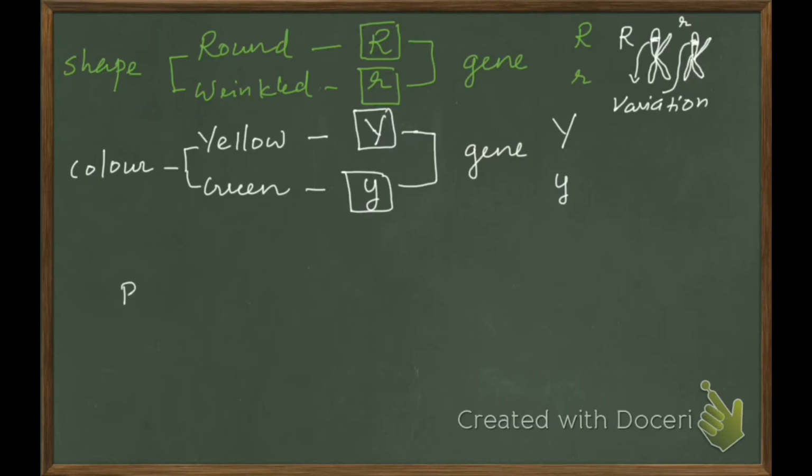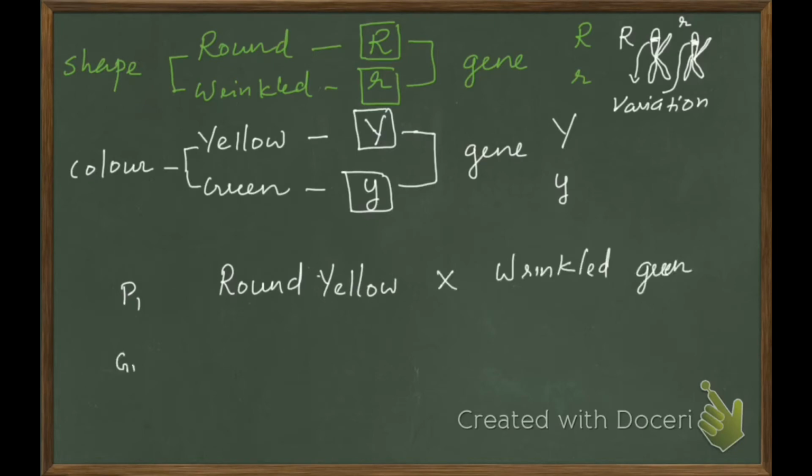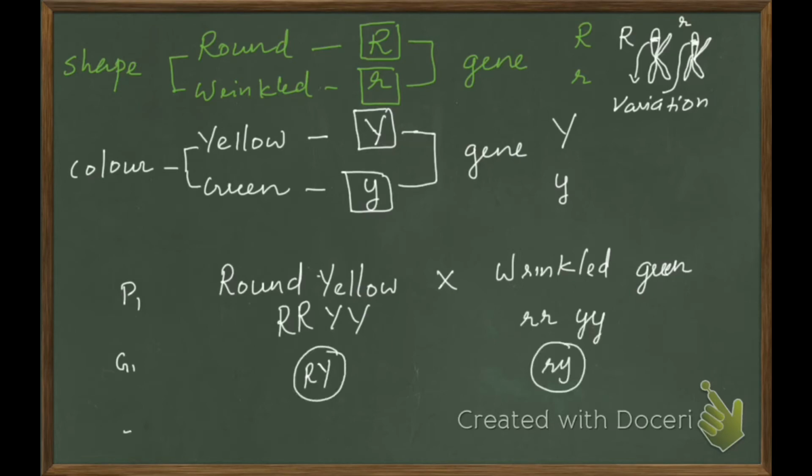I'm taking first parent 1. They are round yellow. Parent round yellow is crossed with wrinkled green. Let us see the gametes formed. Before that we should know the genotype. Round yellow is pure round yellow, so both the alleles are of same kind. Wrinkled green is also pure. Gametes will be formed only one kind here. The first generation genotype of individual will be capital R, small r, capital Y, small y. Plant is having a phenotype round yellow.